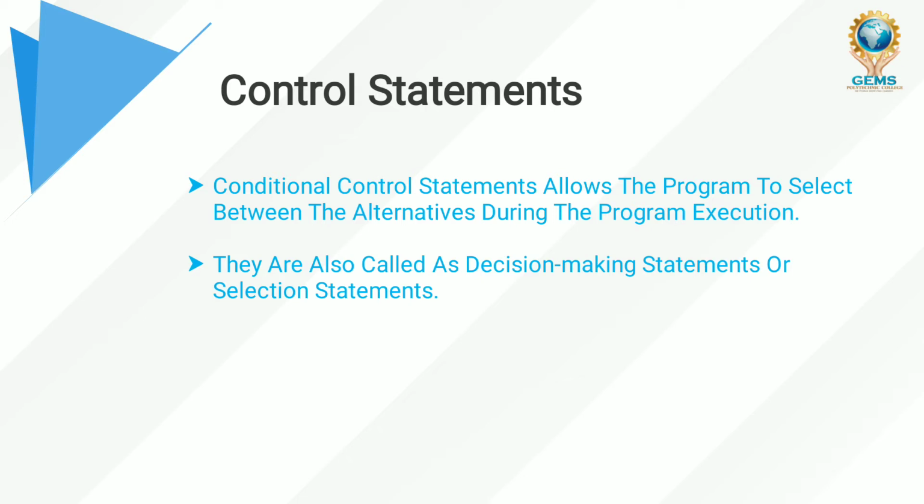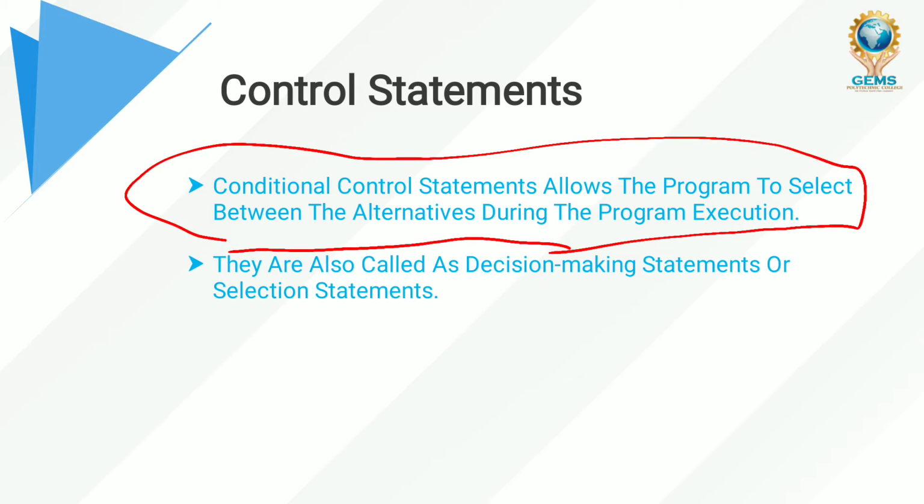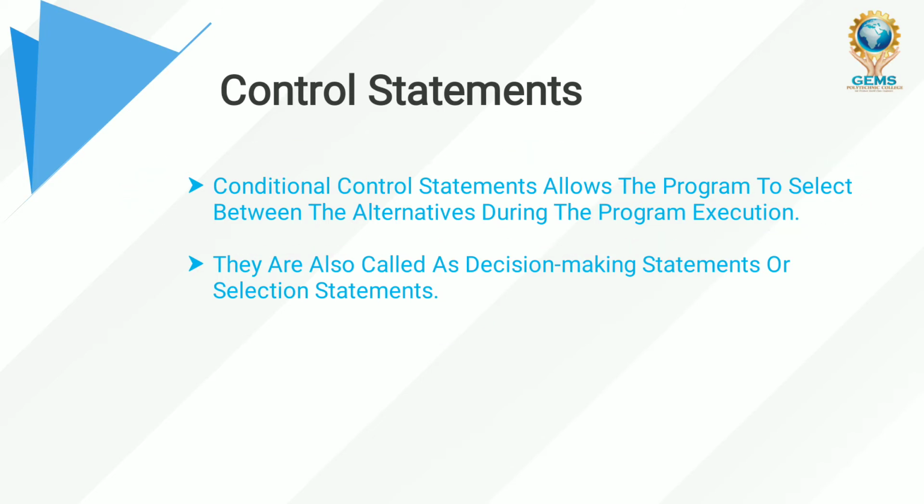Conditional control statements allow the program to select between the alternatives during the program execution. They are also called decision making statements or selection statements. Please remember this carefully. Under control statements, you are going to study one part, that is conditional statements. What are conditional statements?